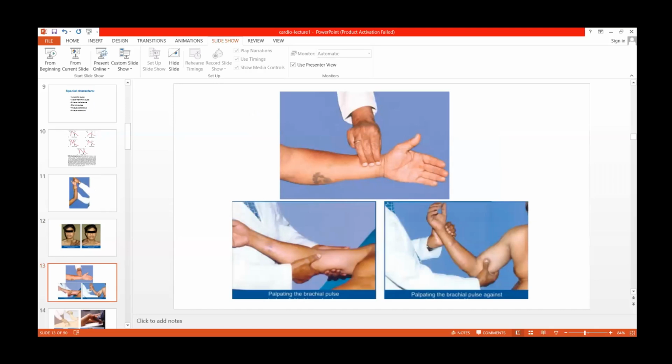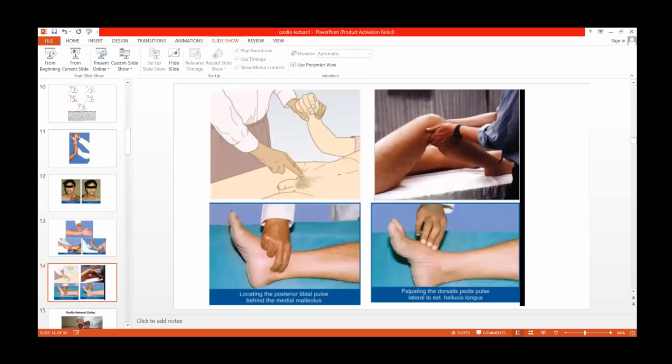Next is the radial pulse. It is palpated with 3 fingers. Next is the brachial pulse, and it is palpated just medial to the biceps brachii tendon. And it is better to flex the hand during the palpation. This is basically the method of examination, and it is asked during the exam. And this is the femoral pulse. The femoral pulse is at the midway between the anterior superior iliac spine and symphysis pubis. And this is the posterior tibial pulse, which is palpated just behind the medial malleolus, and the dorsalis pedis is palpated just lateral to the extensor tendon.